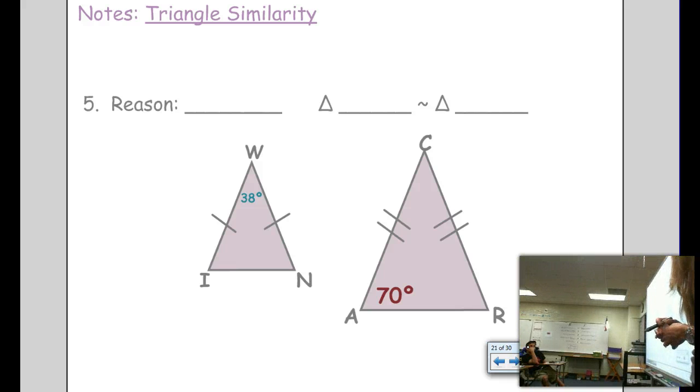Win and car. Car, win. Right, a guess or an answer.